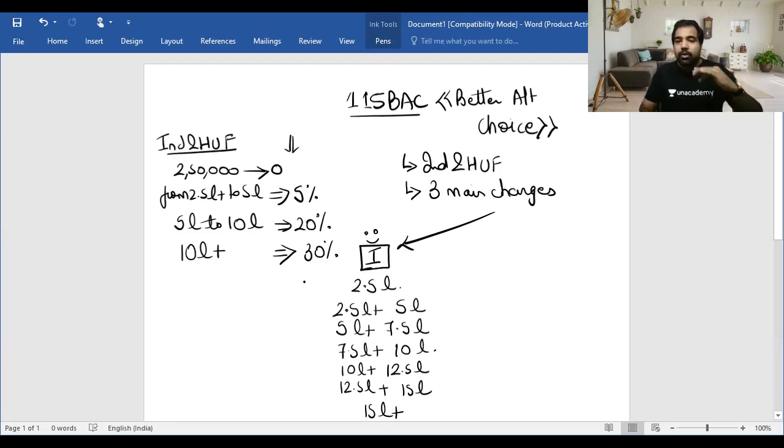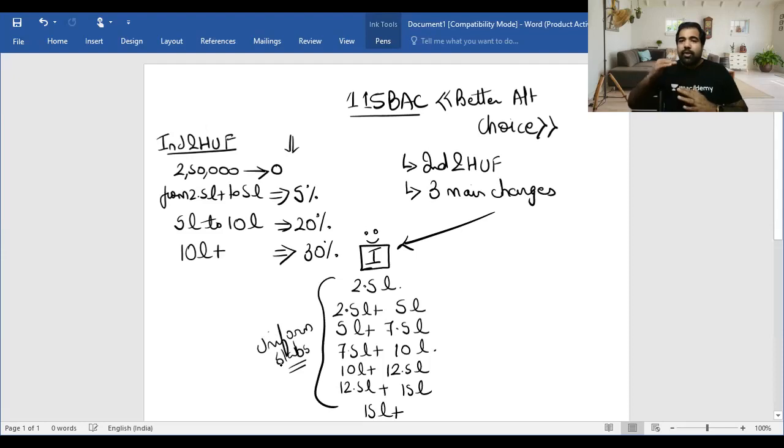So have they made it a uniform thing? Yes, they have made it very, very uniform. All the slabs are now uniform. Is it a good thing? Yes, it's a good thing. Instead of having erratic jumps in the slab, it's a very, very systematic slab. So you would opt for this because of this reason. There are three main reasons, and one is this reason you could opt for this 115 BAC.